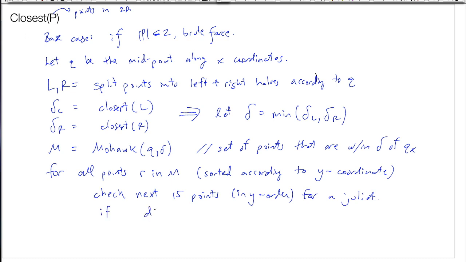If the distance between Romeo and Juliet is less than delta, set delta to... how about this? We can write this even more compactly. Delta is equal to the min of delta comma distance between Romeo and Juliet. Last line, return delta.